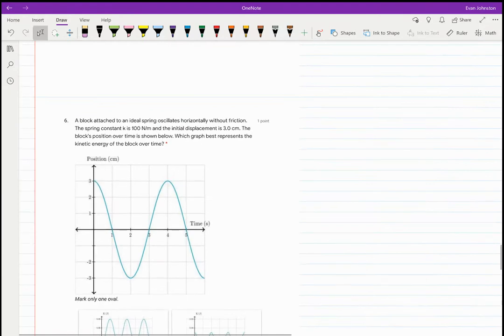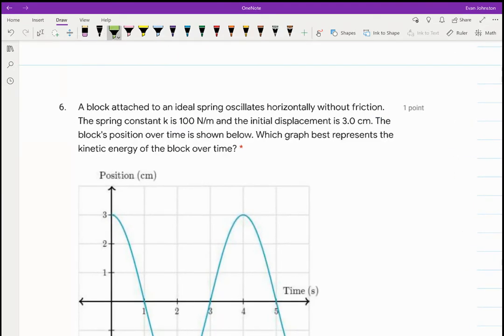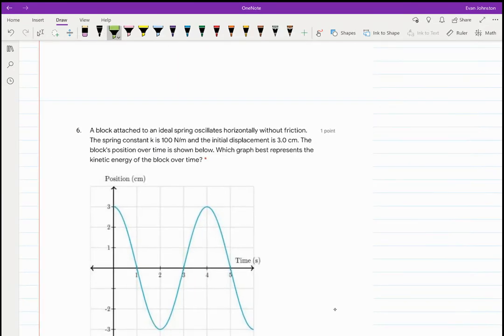Okay. So we have some block attached to an ideal spring. It oscillates horizontally. There's no friction. We're given a spring constant, and we're given x. Well, that's kind of cool. That already tells me, before even reading anymore, 1/2 kx squared, I could just calculate that. I could calculate what my initial displacement is and what my initial potential energy would be. I could just do the math on it.